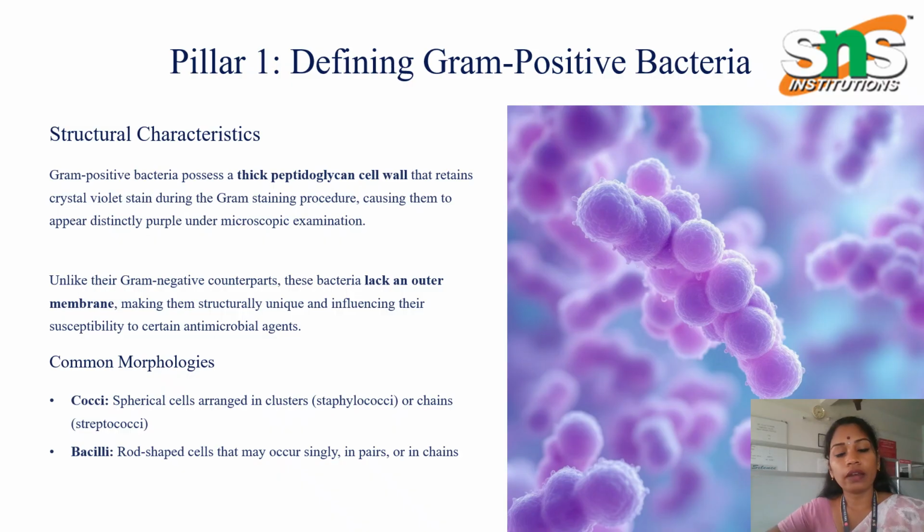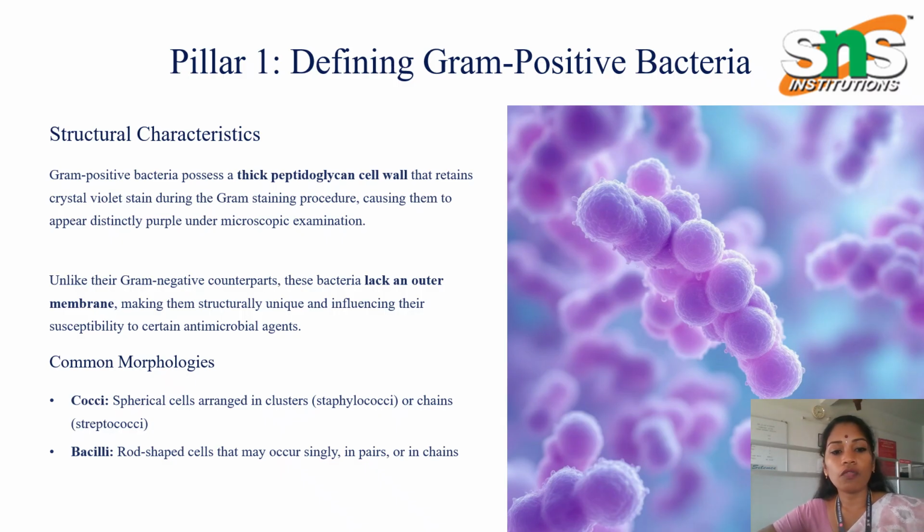In gram-positive bacteria, as opposed to gram-negative bacteria, which have a thin peptidoglycan layer, there is a thick peptidoglycan cell wall retaining the crystal violet stain during the gram staining process. As we already saw in that video, they appear distinctly purple in color under the microscope. Here I am giving a small picture for your reference. Unlike the gram-negative counterpart, gram-positive bacteria lack an outer membrane, while gram-negative bacteria contain an outer membrane.